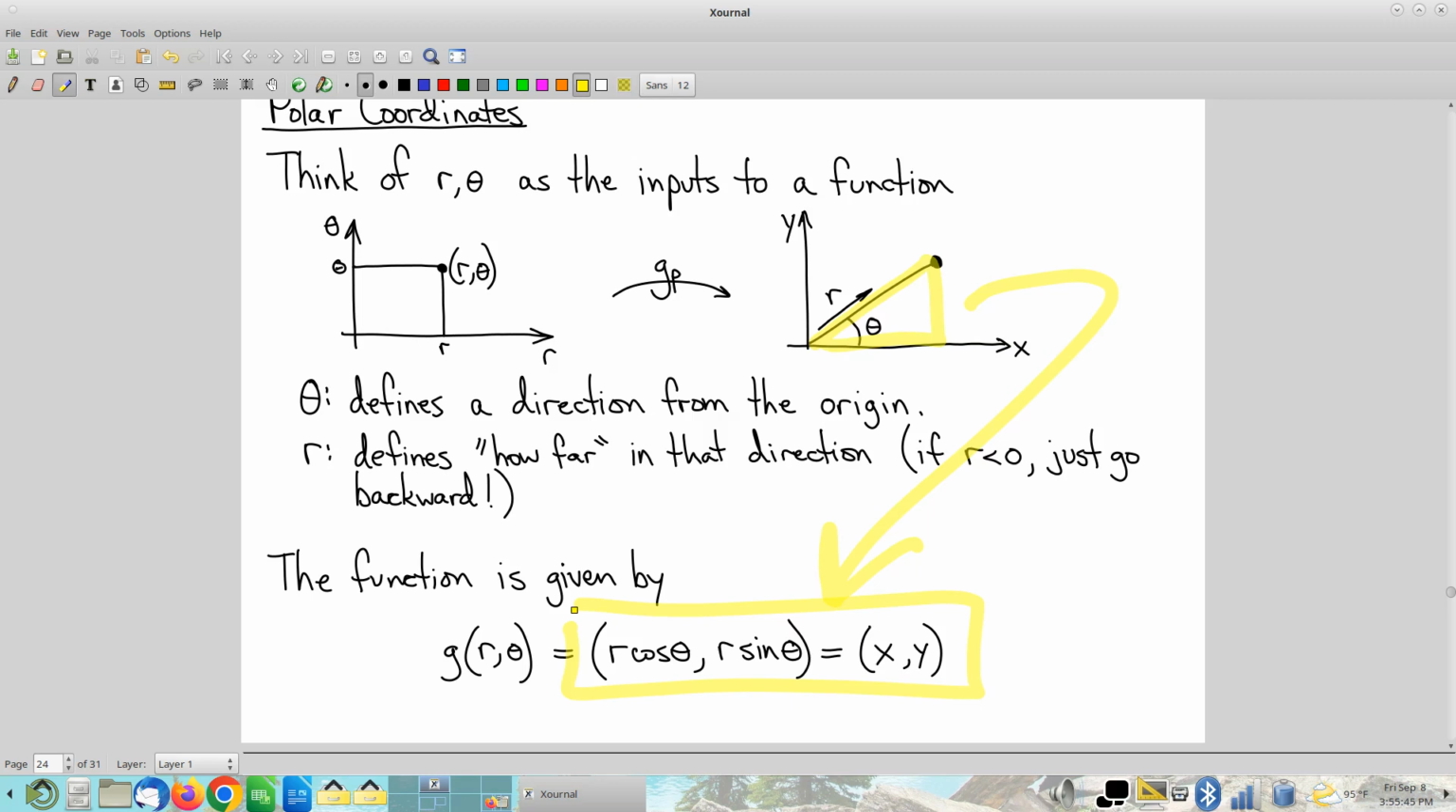Is there like some convention for r and theta? Like r can be negative and theta can be like any angle, right? But do we say usually r is positive and theta is 0 to 2 pi?